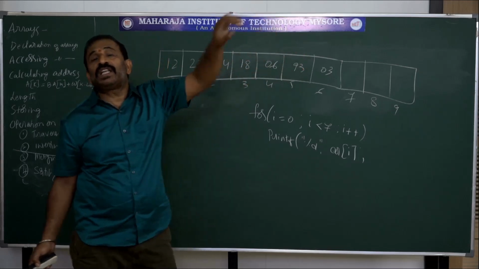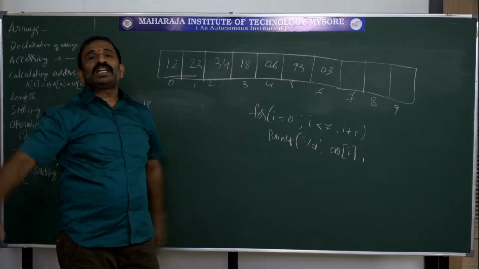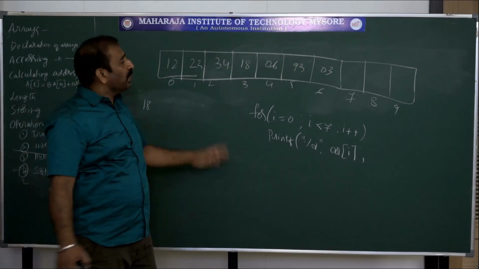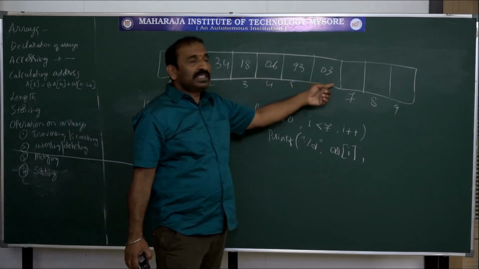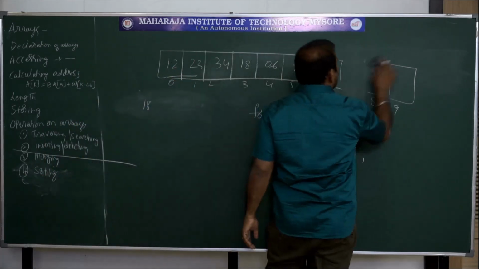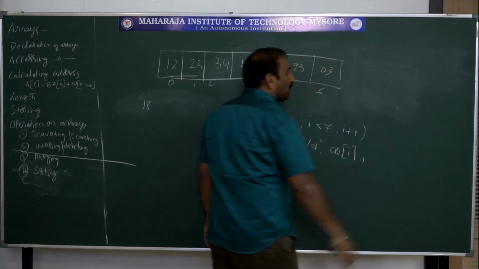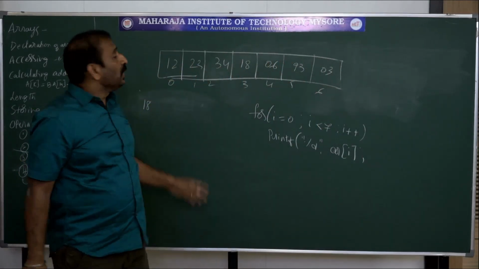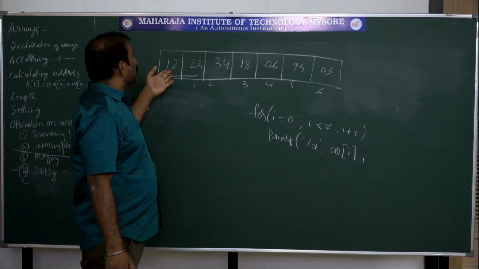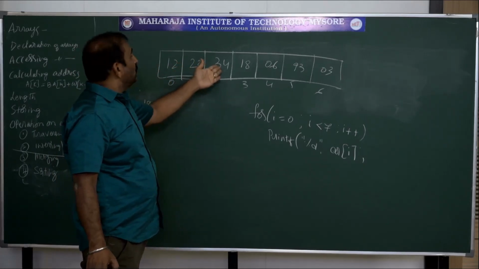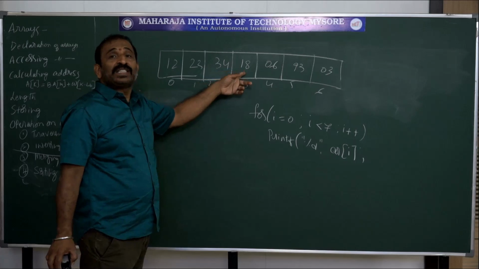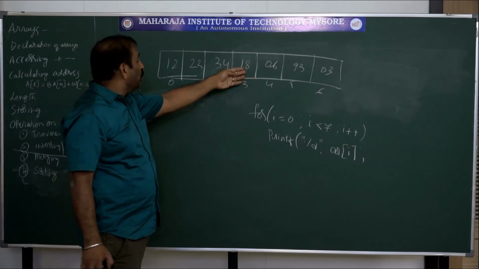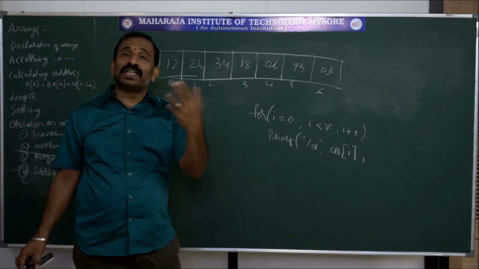Keep doing this till where? Till the array gets exhausted. The number of elements that you have, in this case, is 7. So when 7 elements get finished, or the length of the array is completed, we stop. In this case, first I am checking this, no, checking this, no, checking this, no, checking this, yes, I have found it. So I display that 18 is there or not.